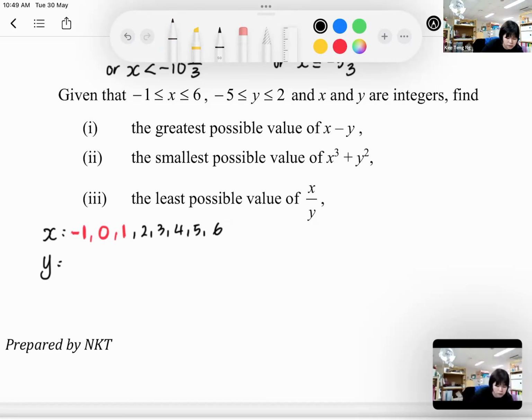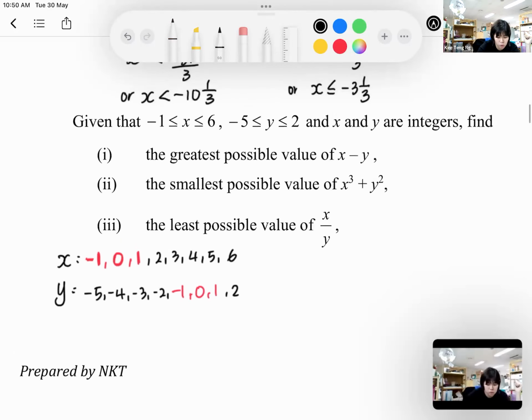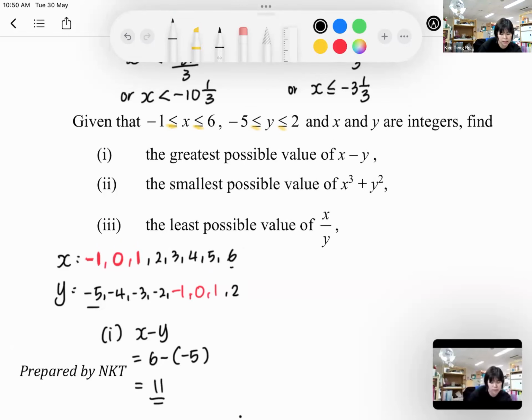For y, it goes from -5, -4, -3, -2, -1, 0, 1, 2. Okay, and it says include, so we must also watch the sign. Inequalities can include the number. So now, part 1, find the greatest possible value of x minus y. I'll choose the largest value for x minus the smallest value of y. Please put bracket -5. So this answer becomes 11.